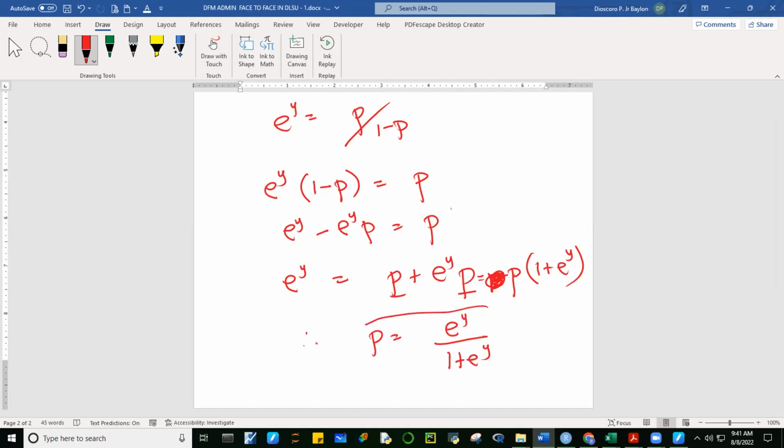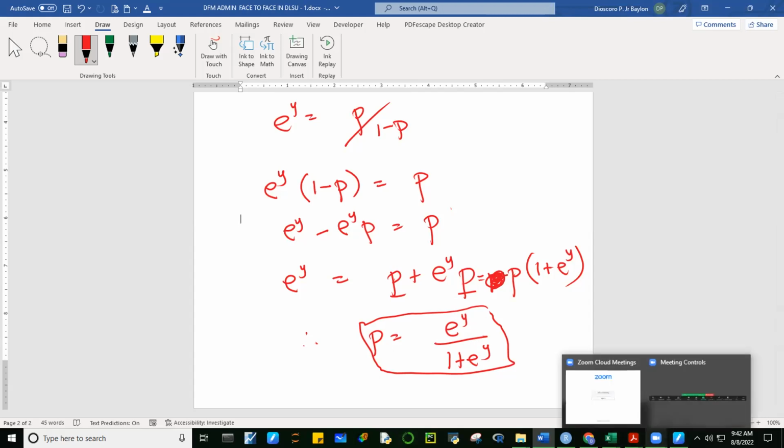There. So that's the computation to solve for P given your y. When we know the log odds ratio, y, we can compute P. So please take note of this equation: P is equal to e to the y over 1 plus e to the y. So let's go back to our R.